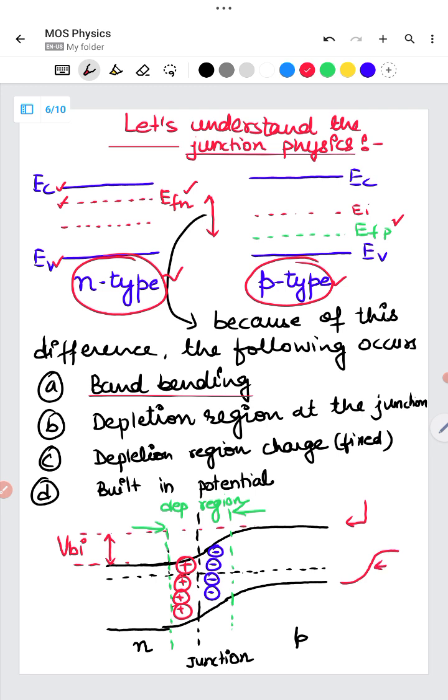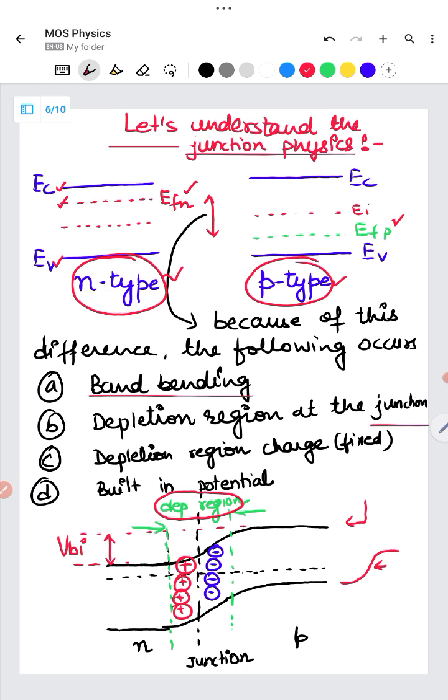There will be a bending, because in equilibrium the Fermi level must align on the two sides of the junction. The second thing is the depletion region at the junction. Because there is a difference in Fermi level, there is a difference in the potential of electrons on both sides, so there is a movement, and after a certain period of time there is an equilibrium. After equilibrium you will find that there is a depletion region. Always there is a depletion region.